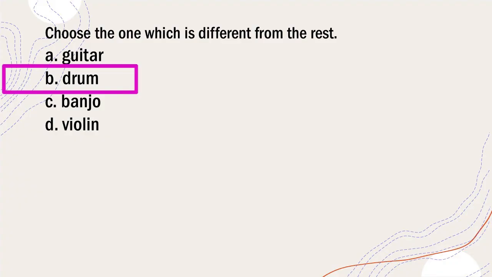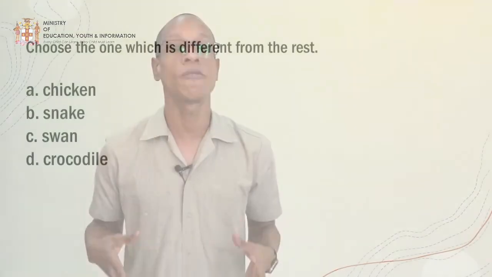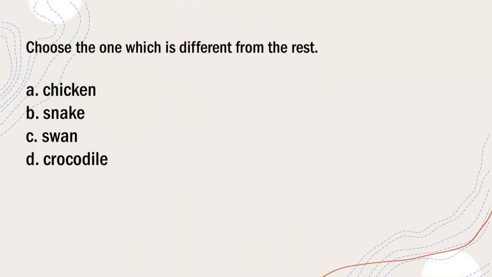Very good. All the other instruments are stringed instruments. The drum is not a stringed instrument. It is a percussion instrument. Well done, boys and girls. Now for our final question, choose the one which is different from the rest. A, chicken, B, snake, C, swan, or D, crocodile. Which is different?